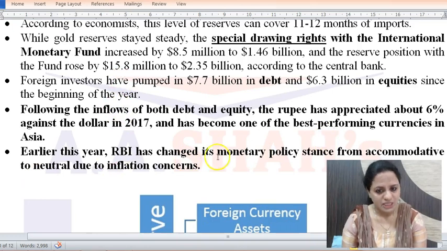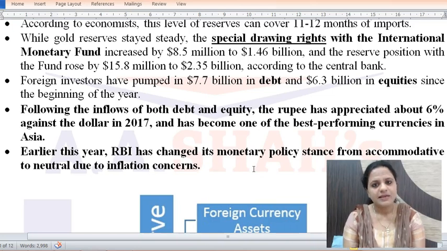Also, RBI has changed its monetary policy stance. So it is now the Monetary Policy Committee. The Monetary Policy Committee has stated that our stance has changed from accommodative to neutral. This was also looking into the inflation concerns. So what does this specifically mean? The Monetary Policy Committee decides the repo rate. So now the repo rate would be decided depending on the situation.